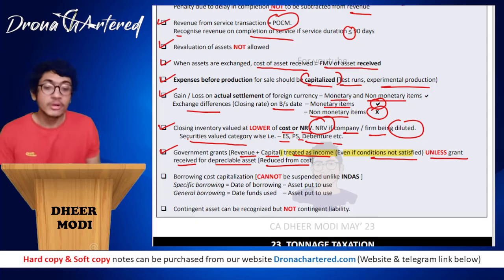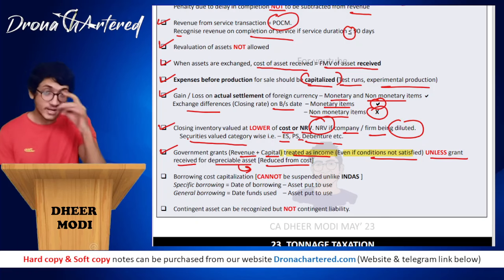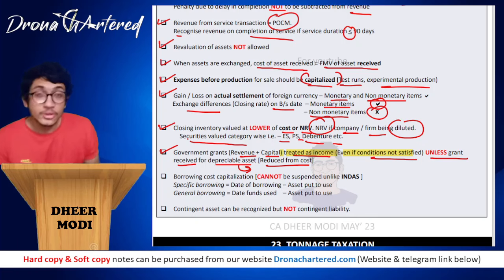However, if the grant has been received for a depreciable asset, in such a case, we will be subtracting it from the depreciable asset's cost itself. Okay, so the grant amount we will be subtracting, so you will get reduced depreciation by this.